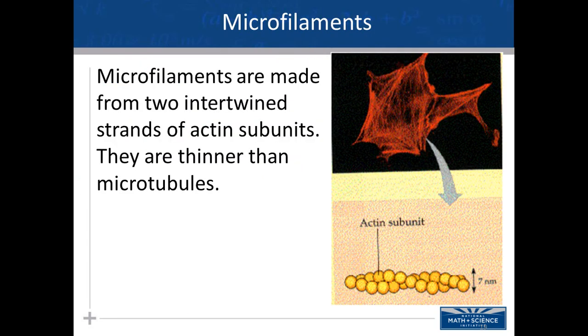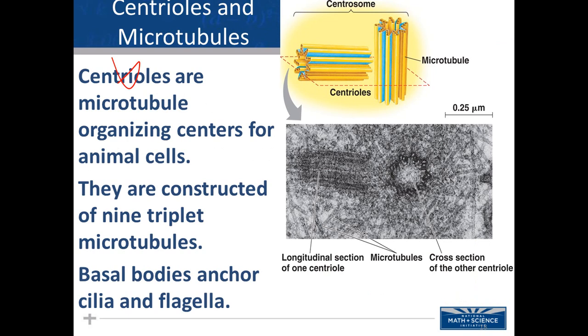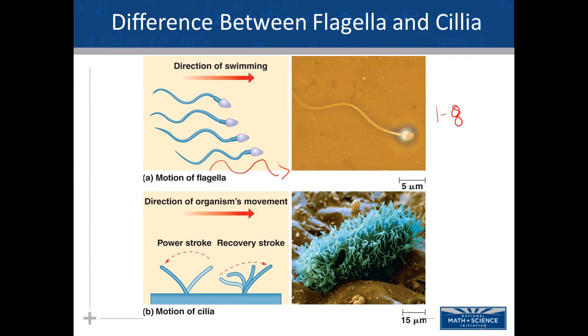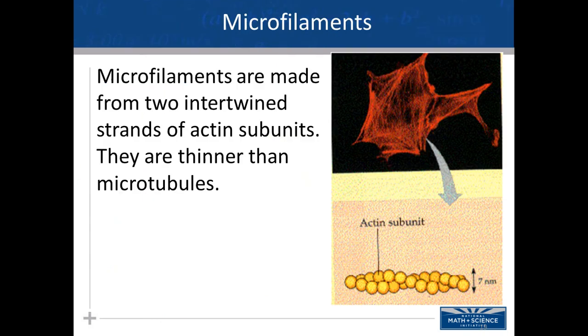All right, so now let's talk about microfilaments. Microfilaments are much thinner than microtubules, and they are solid. They're not hollow, and they are made out of 2 intertwining strands of actin subunits.